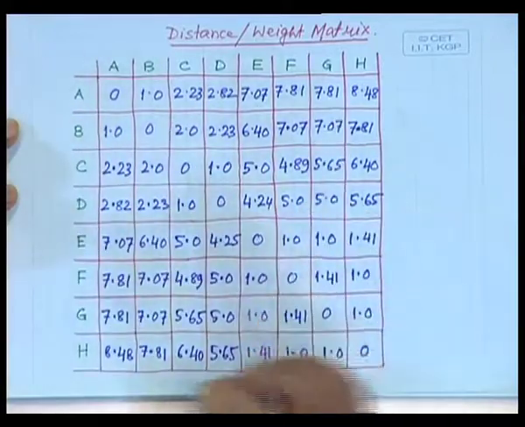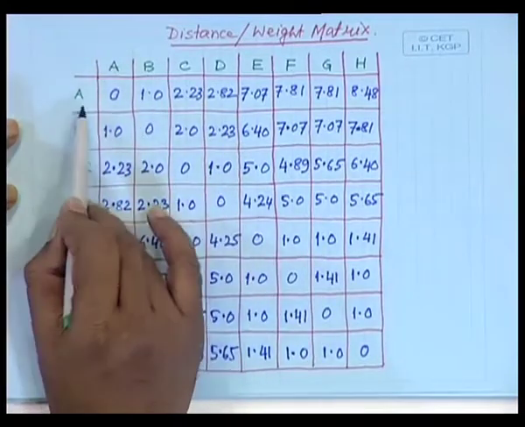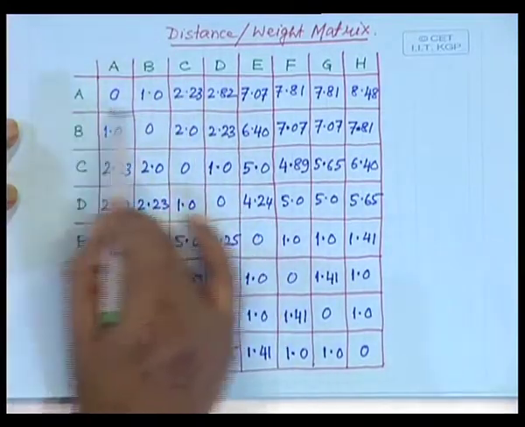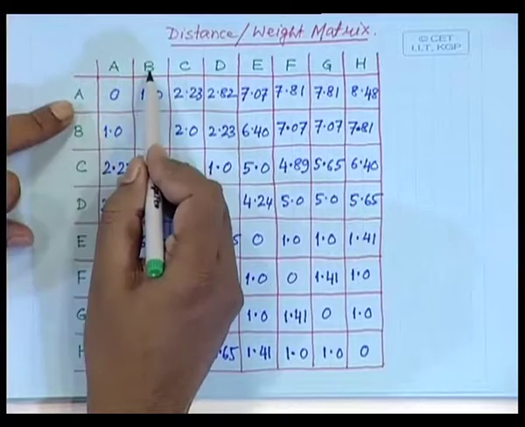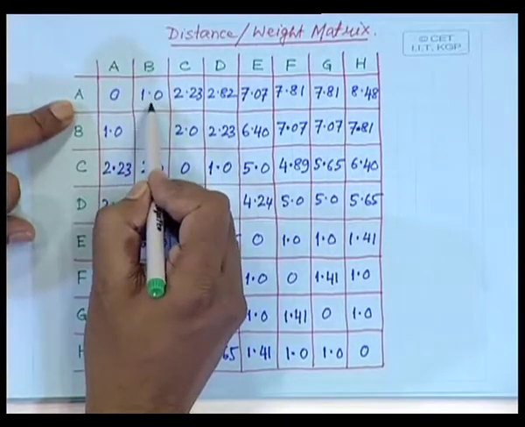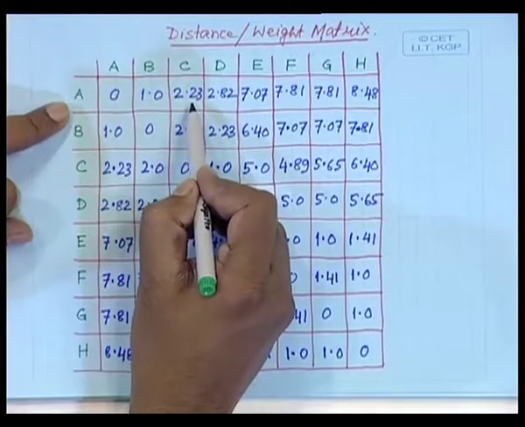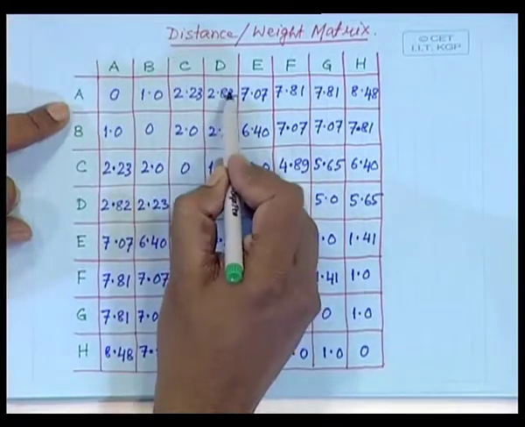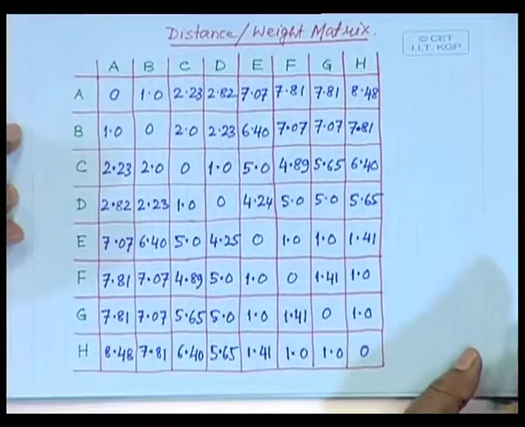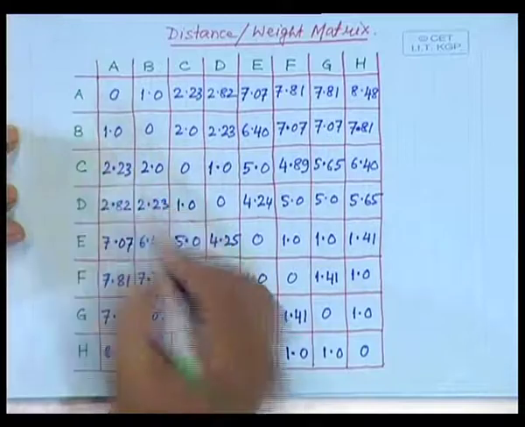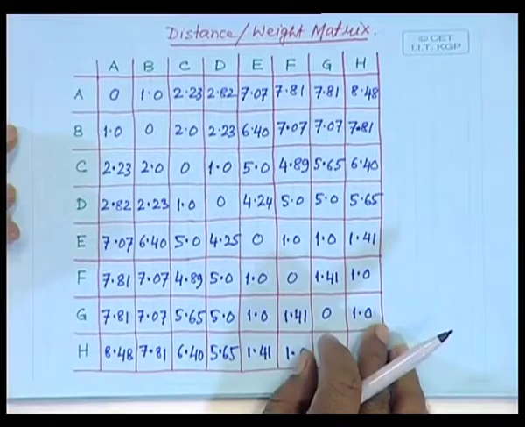You find that this is the same one which we were trying to construct in the last class, that is, the distance between AB is 1.0, distance between AC is 2.23, distance between AD is 2.82. So, the edge between A and B will have a corresponding weight of 1, the edge between A and C will have the weight 2.23, the edge between A and D will have the weight 2.82, the edge between A and E will have the weight 7.07, and so on. So, I can find out the edges within the graph using this particular weight matrix.